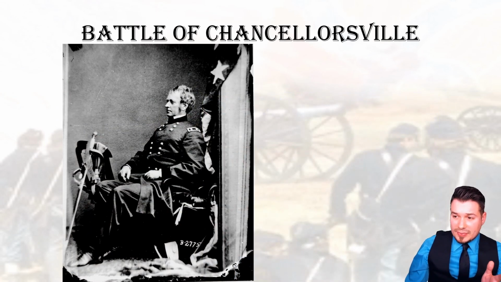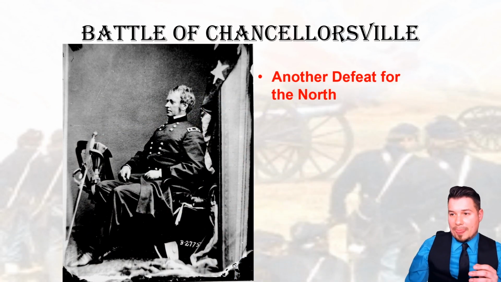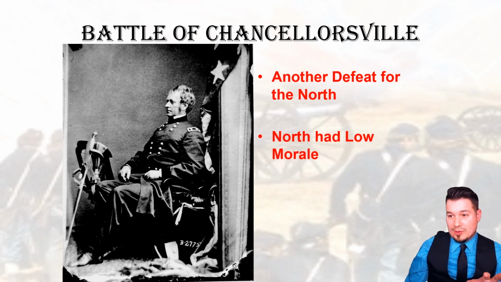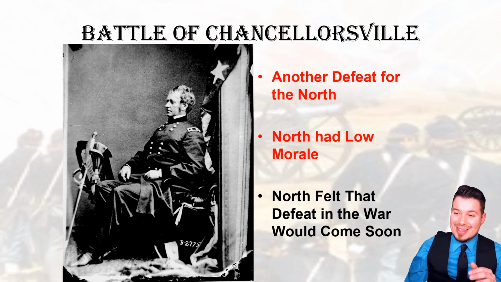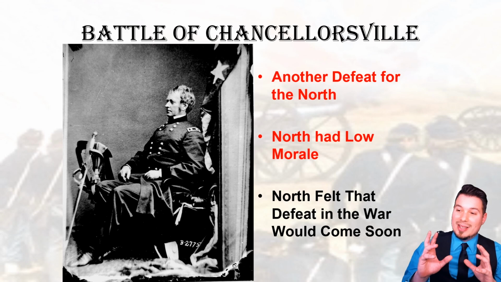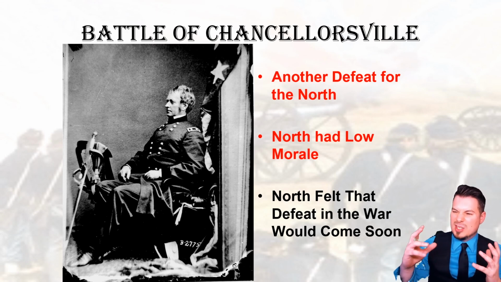So Hooker's in charge now. He's in Chancellorsville. It's another defeat for the North. Things are not looking too good right here with the North. They had low morale. The only thing that really kind of saved them in this particular battle is that, believe it or not, Stonewall Jackson does a reconnaissance mission at night, a recon meeting, he's kind of seeing where the troops are.